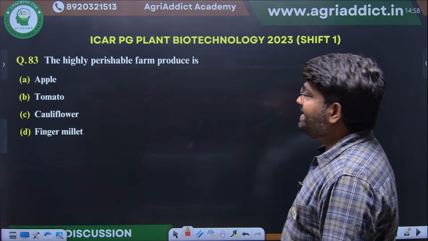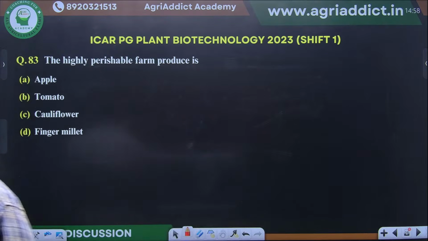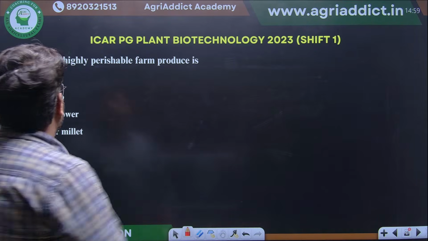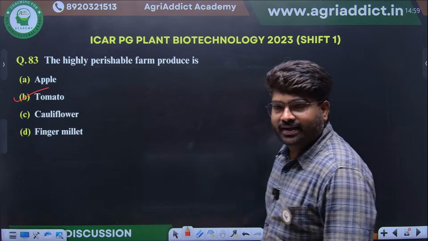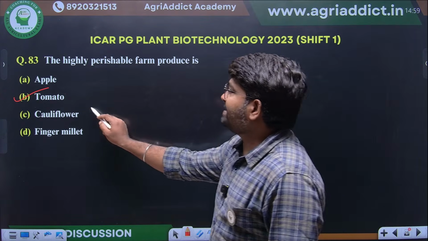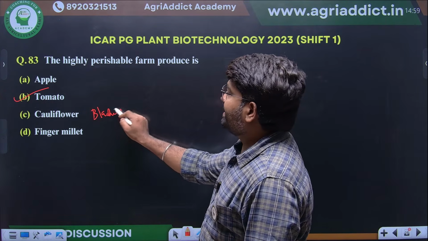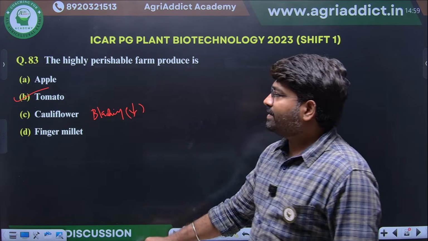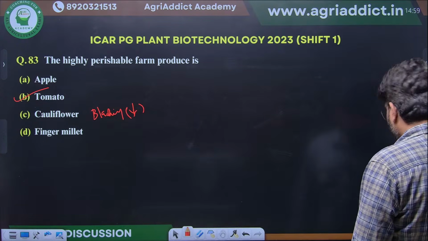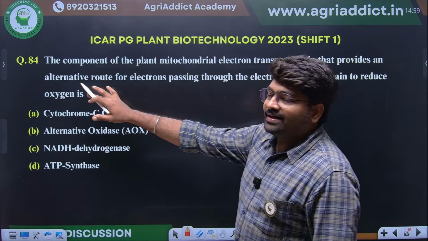The highly perishable farm produce. Which will be the highly perishable farm produce? Apple, tomato, cauliflower, finger millet. Yes, very good. Tomato is one of the perishable farm products. We can use blanching to decrease the perishability. This will decrease the enzymatic activity in cauliflower. This we know.